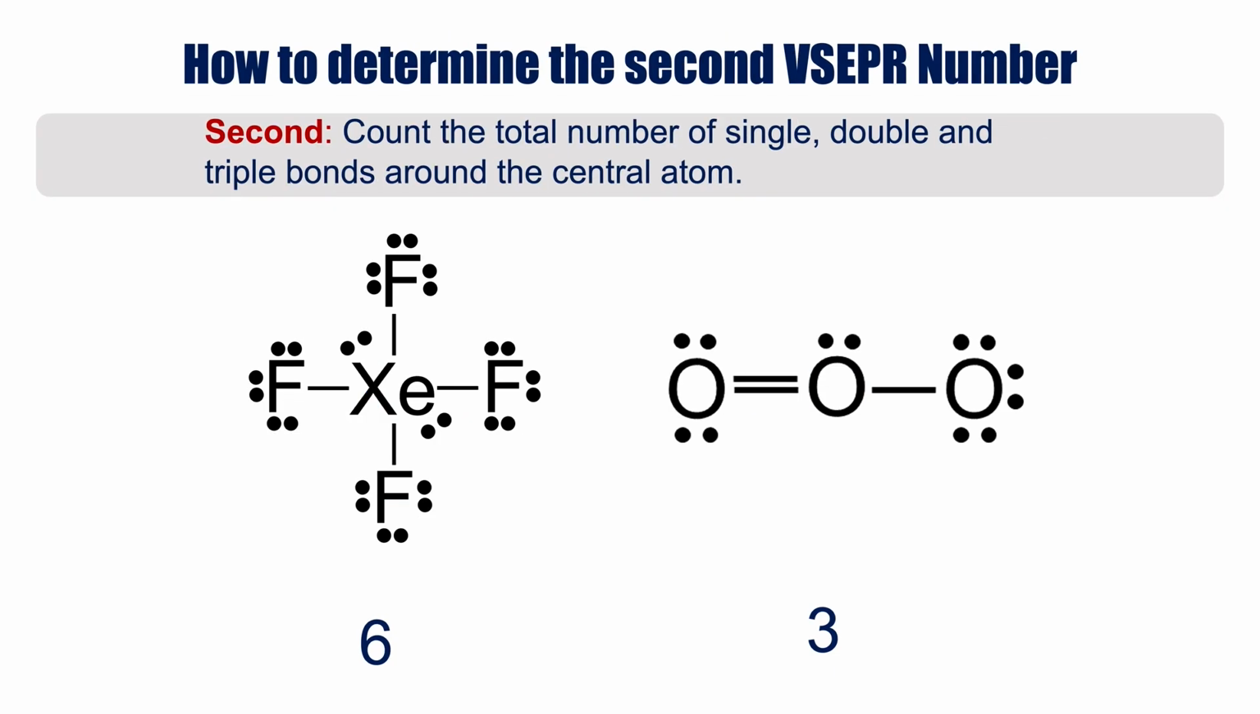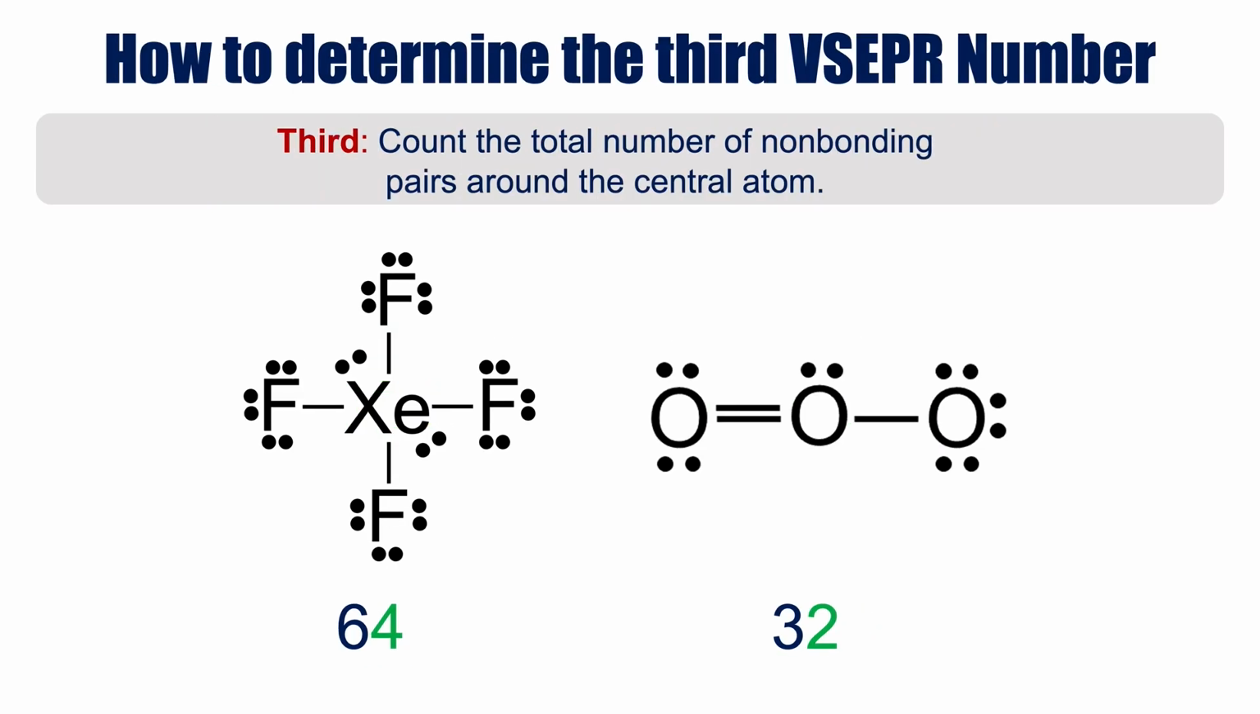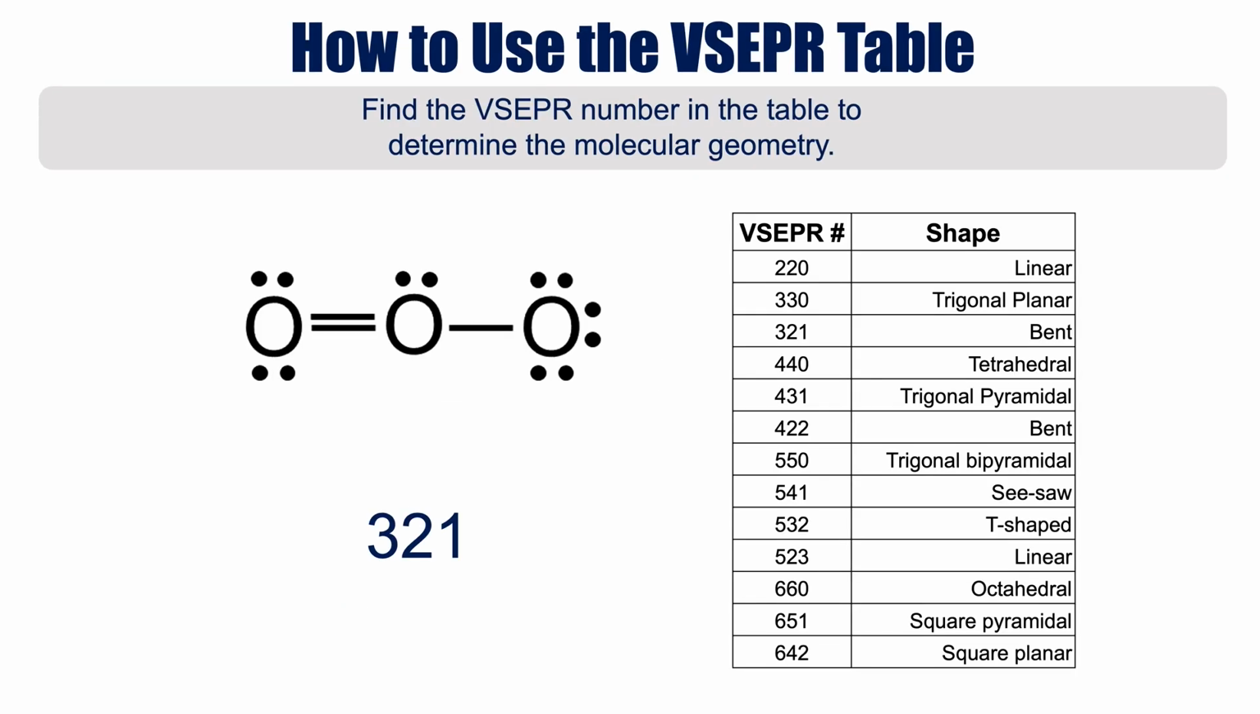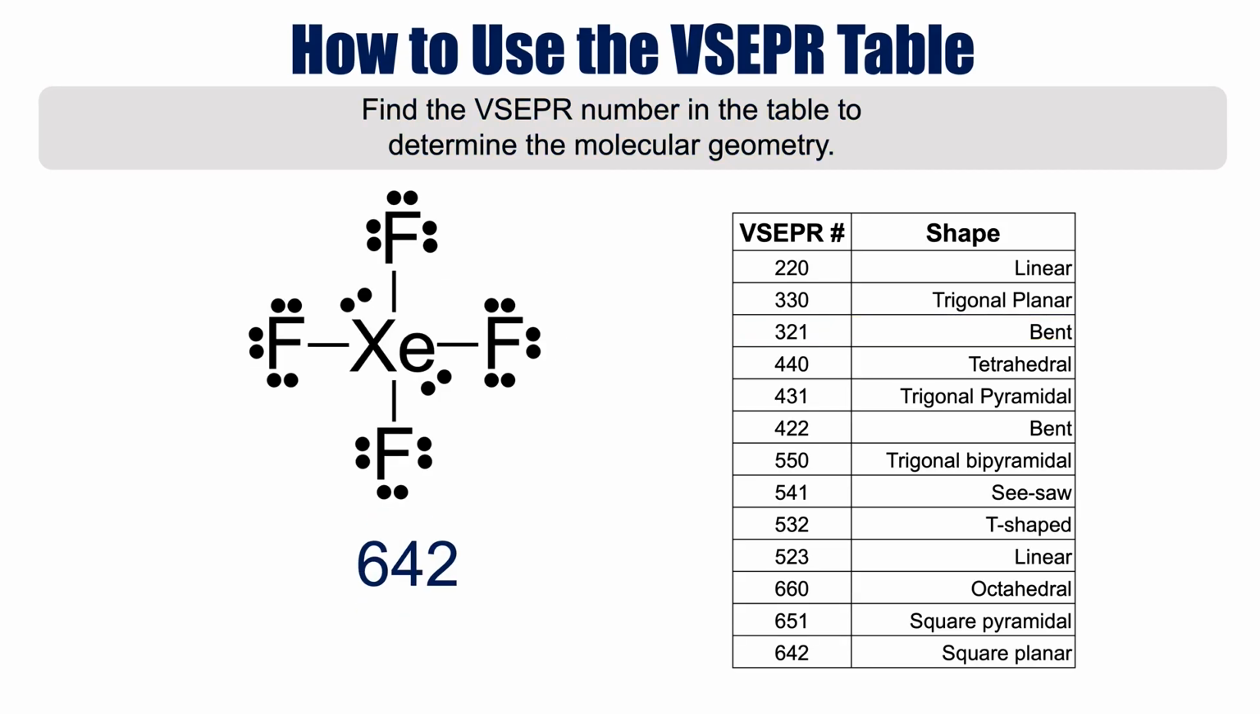All right, so for the second number in the code, I'm just counting the number of single, double, and triple bonds. So 1, 2, 3, 4, 1, 2, so 2 is the second digit. And then for the third number, I'm counting the number of non-bonding pairs around the central atom. So 1, 2, 1. So now I have the 3-digit VSEPR number for each of these molecules. Then I would look at the VSEPR number chart in order to determine the molecular geometry. So 3, 2, 1, that corresponds to bent, whereas 6, 4, 2 is going to be square planar.